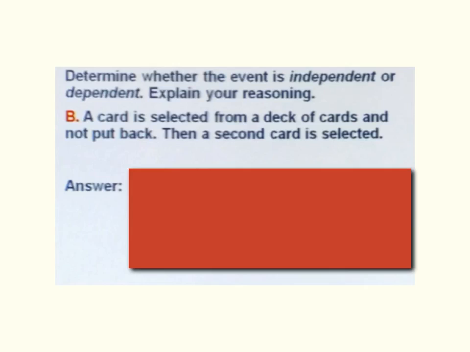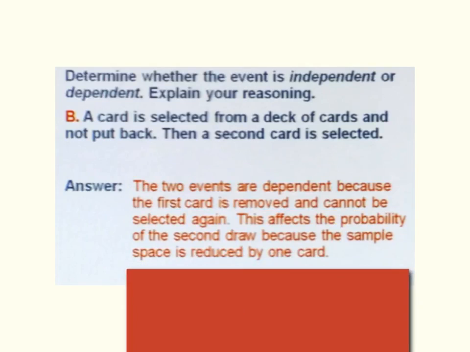Compare that with this situation. A card is selected from a deck of cards, and then it is not put back. All right, so we started with 52 cards, and when I now go to collect my second card, I don't have all 52 cards in the deck, because this first card was not put back. So these 2 events are dependent because the first card is removed and cannot be selected again. This affects the probability of the second draw because the sample space is reduced by 1 card.